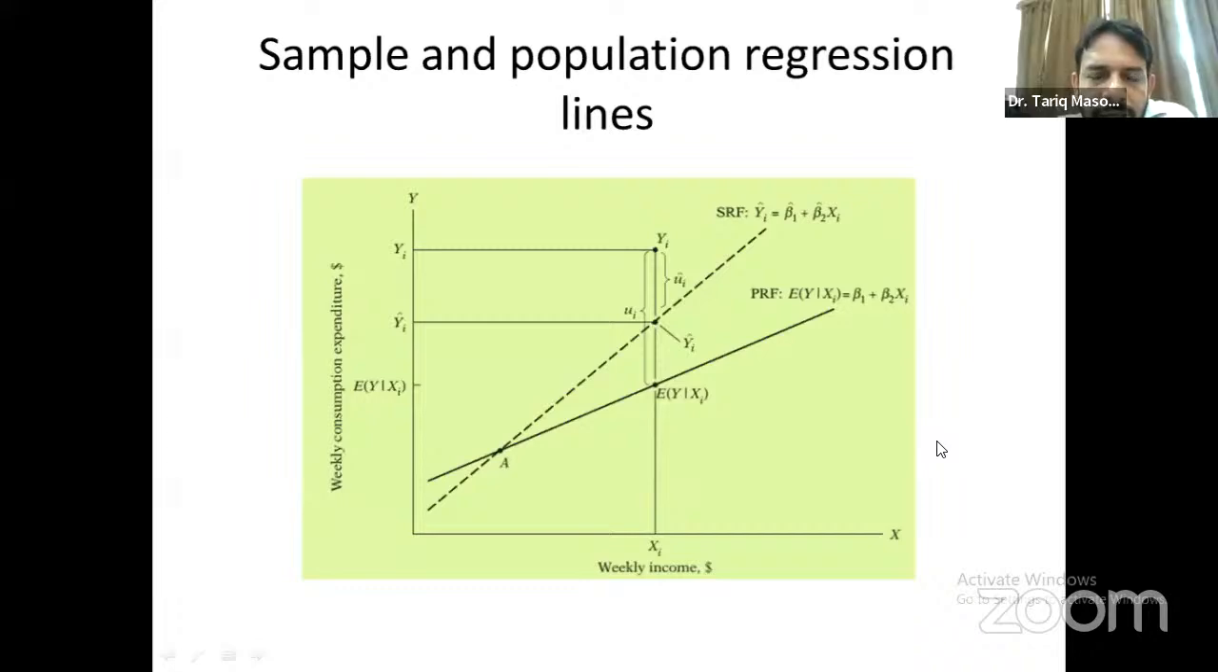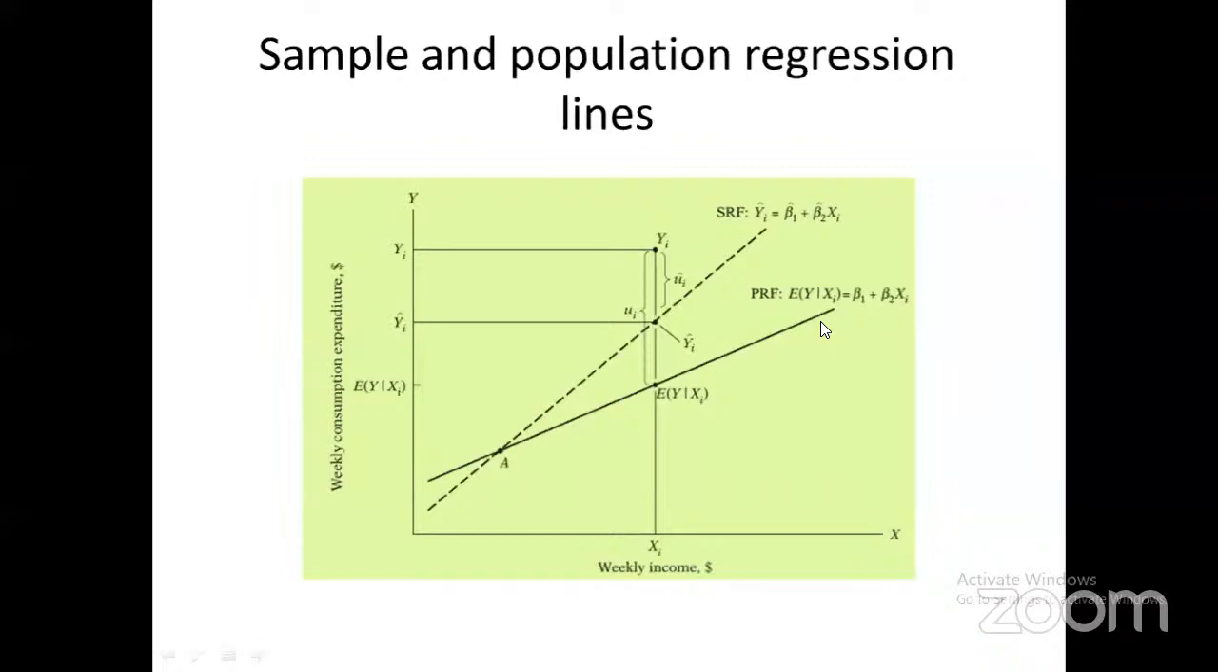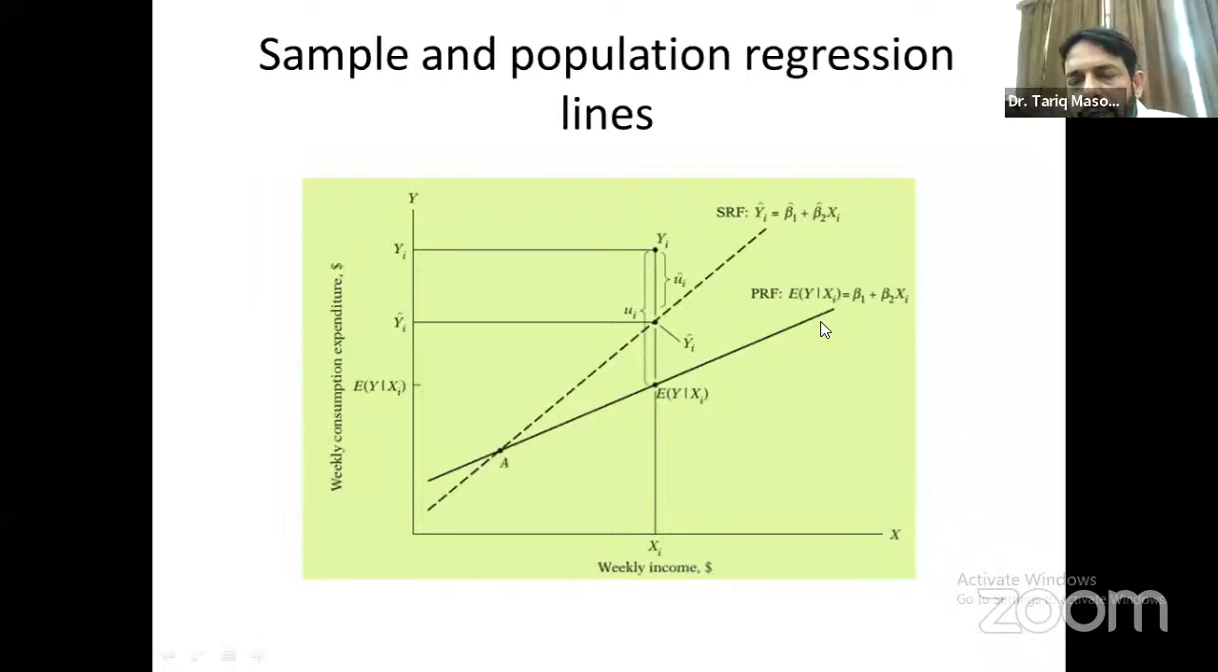Okay, now this is the graphical representation of the sample and population regression lines. This line is the population regression function, the PRF, the population regression line, where y is the dependent variable, beta 1 and beta 2 are true unknown coefficients, and x is the independent variable. But as I said, we cannot know the true values of beta 1 and beta 2. We have to deal with a particular sample, and ultimately we have to derive estimated values of beta 1 and beta 2. So this is the sample regression line.